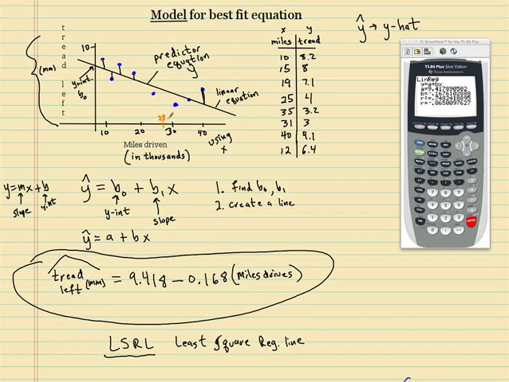So if I put 28, which is an x value, into here, this is multiplication, so it would be 9.418 minus 0.168 times 28. That's going to put me right on this line right here, which would be my prediction for 28,000 miles. Okay, so I'm going to show you how to do it on the calculator, so you don't have to actually do all this out.